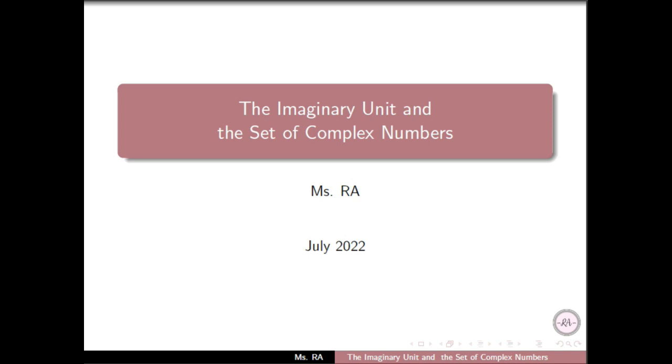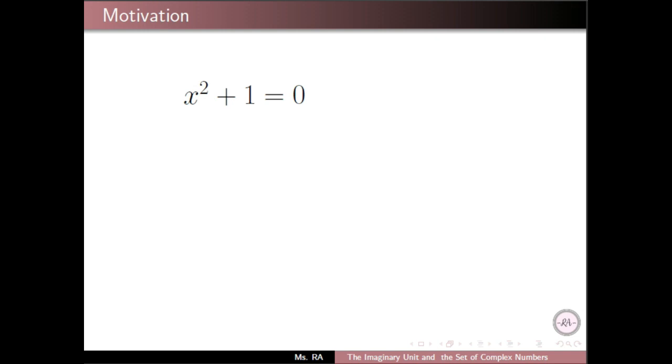Now, consider this very simple looking quadratic equation: x squared plus 1 is equal to 0. The question is, does the solution set for this quadratic equation lie within the set of real numbers? Well, what do you think? Now, note that x squared plus 1 is equal to 0 can be rewritten as x squared is equal to minus 1.